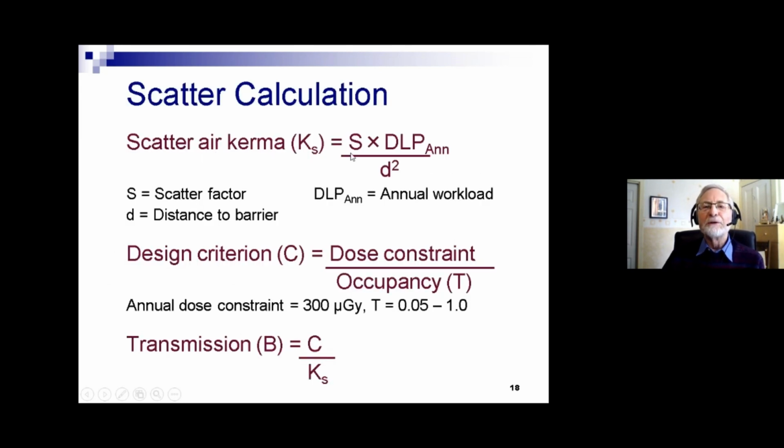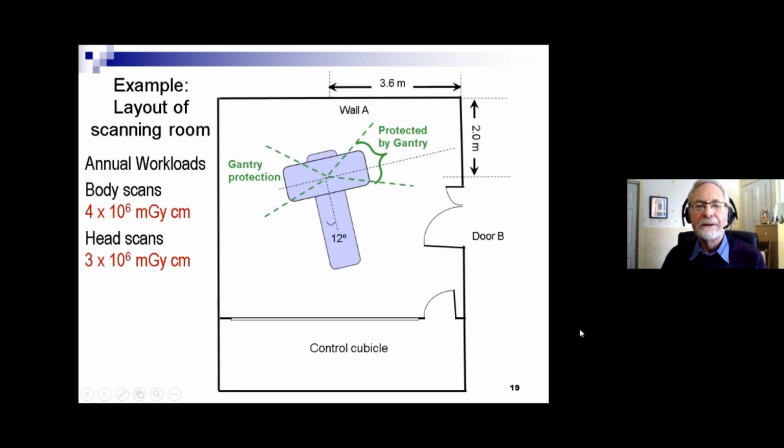So we've got the scatter air kerma from the DLP and the distance to the wall. We've got the dose criterion that Dave talked about, dose constraint divided by the occupancy. So the transmission we need is the dose criterion divided by the scatter air kerma. So here's an example. We've got body scans, say 4 times 10 to the 6 milligray centimeters, head scans. So those are annual workloads that I'm going to use for the example.